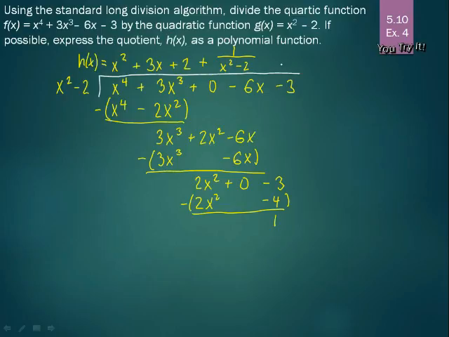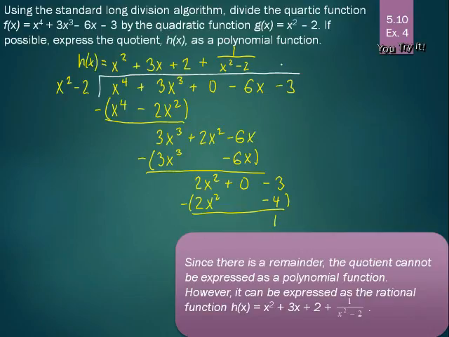So let's go ahead and summarize our answer. Since there is a remainder, the quotient cannot be expressed as a polynomial function. However, it can be expressed as the rational function h of x equals x squared plus 3x plus 2 plus 1 divided by x squared minus 2.